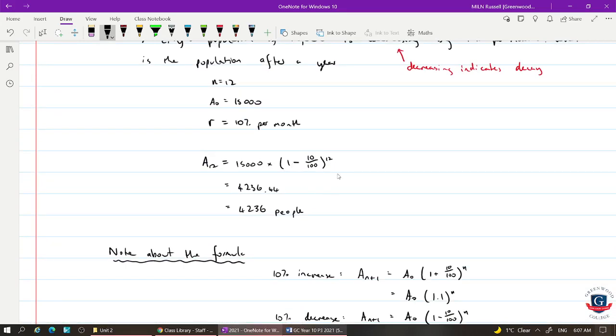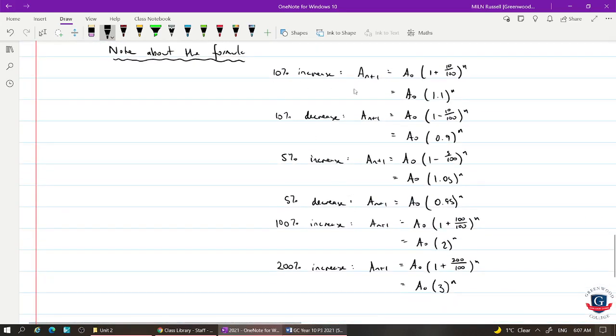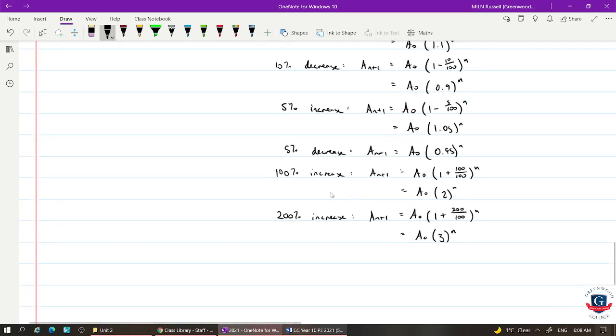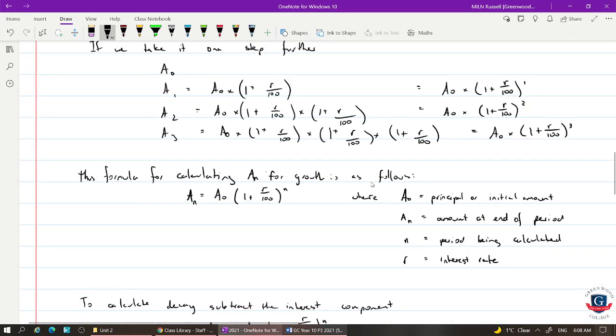Now, this part of the formula can be a little bit confusing, so I've tried to make it a little bit easier for you here. A 10% increase would be 1 plus 10 over 100, which would be 1.1 to the power of n, times A0. A 10% decrease would be 1 take 10 divided by 100, or 0.9. A 5% increase would be 1 plus 5 over 100, which would be 1.05 if you simplify that a little bit. And a 5% decrease would be 1 take 0.05, which would be 0.95. A 100% increase would be 1 plus 100 over 100, or 1 plus 1, which is 2. And a 200% increase would be 1 plus 200 over 100, which would be 3. Substituted into the equation. I hope that helps.